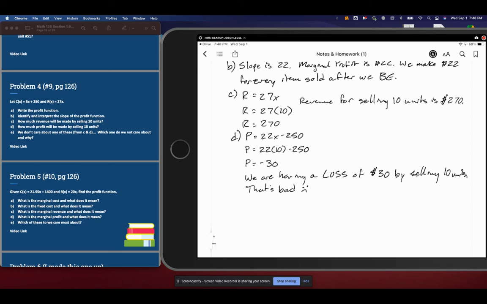So E, we don't care about one of these, C or D. Which one do we not care about and why? We don't care about letter C. We don't care about revenue. Revenue can be deceiving. We only care about profit. And with that, that's problem 4.